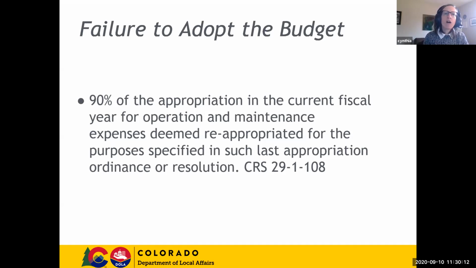The budget law says, so that services can still go on and everything doesn't grind to a halt, if a board doesn't adopt the budget, 90% of the appropriation for the current year is deemed reappropriated. So at least there's a spending allowance and an appropriation until the board gets something adopted.